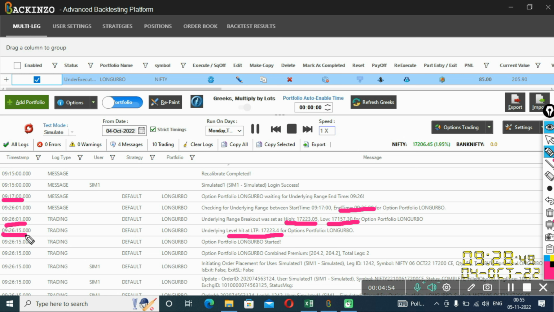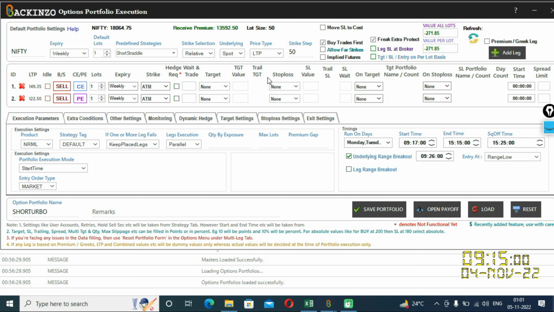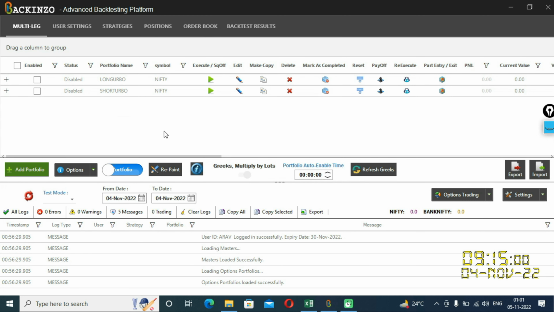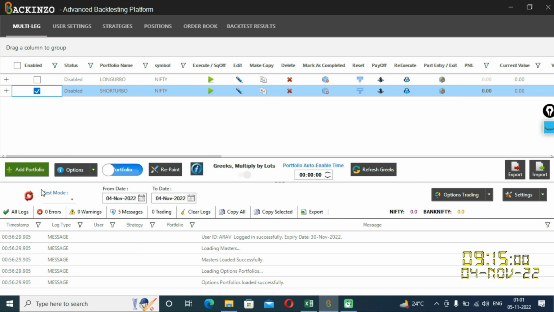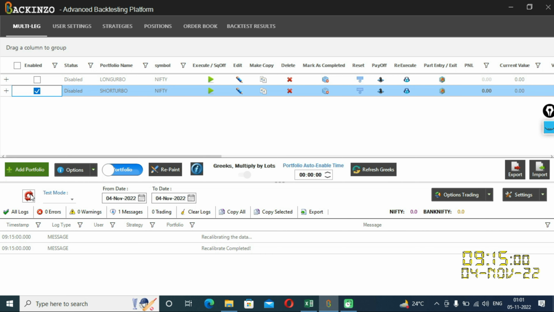Now I'll quickly show it to you another condition, that is range low for the short straddle. So this is the second case wherein short straddle is in place and I have chosen range low as my entry at condition. Okay, now I'm gonna save this portfolio. I'll enable it. I'll run it. I'll recalibrate it, run it on simulator.